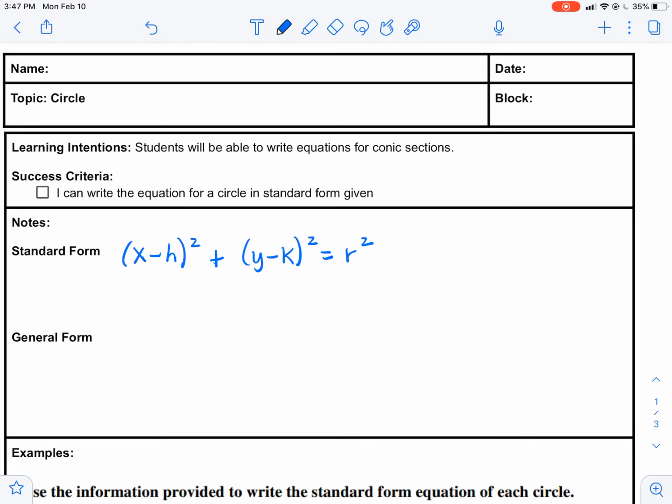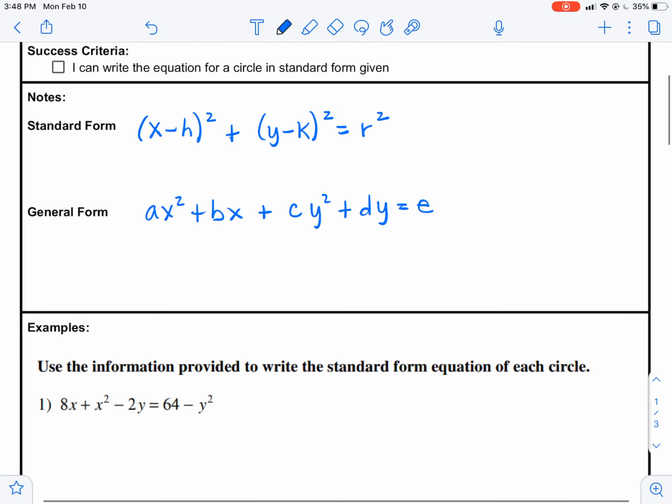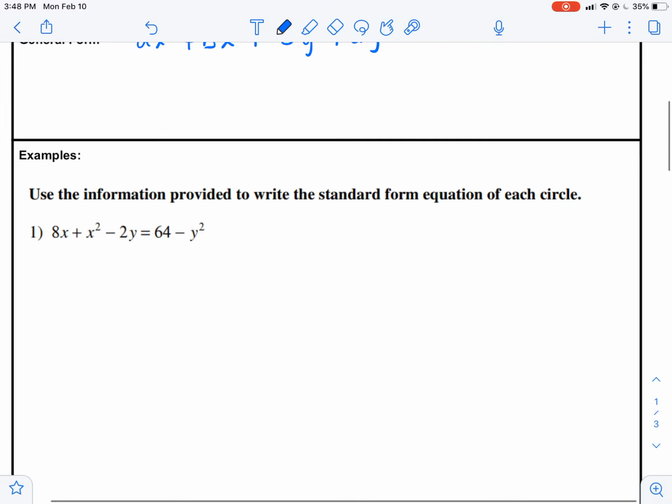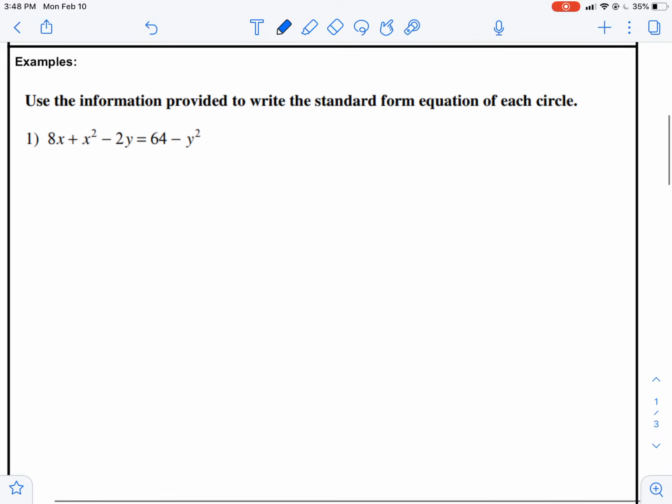But every now and then you're going to see it where it is actually ax squared plus bx plus c, y squared plus dy equals e, or something of that nature. In other words, it's not the perfect squares already. And so we are going to have to complete the square, just like what we did with our quadratics, to get it in the standard form. So here's an example of one, and we'll just run through it.